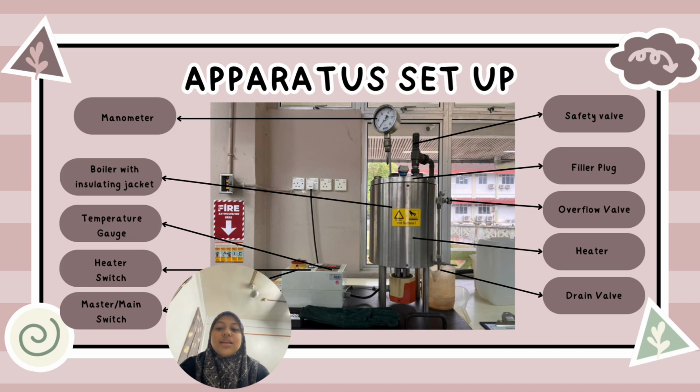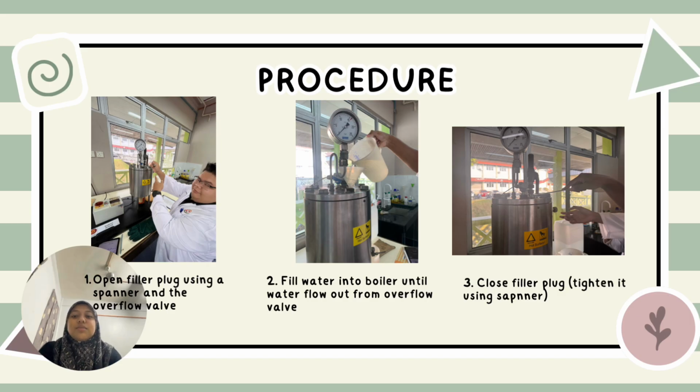This is the apparatus setup for this experiment. Firstly, we have the safety valve, filler plug, overflow valve, heater, drain valve, manometer, boiler with insulating jacket, temperature gauge, heater switch and master switch. The procedure of this experiment is, firstly, open the filler plug using a spanner and the overflow valve. Secondly, fill water into the boiler until water flows out from the overflow valve. And thirdly, close the filler plug, which is to tighten it using a spanner.